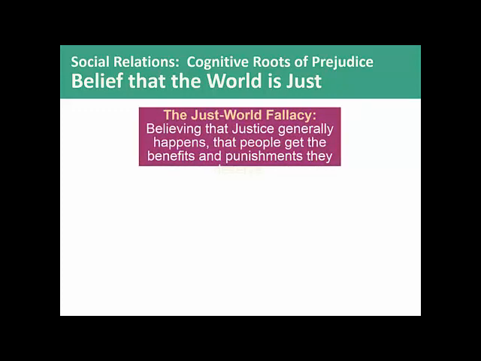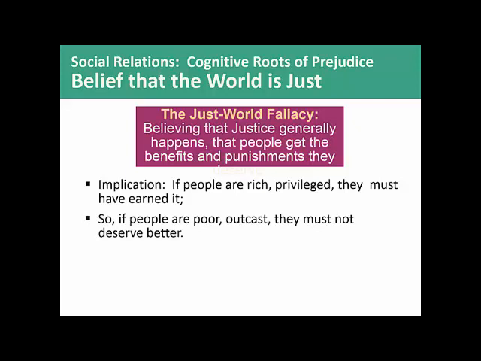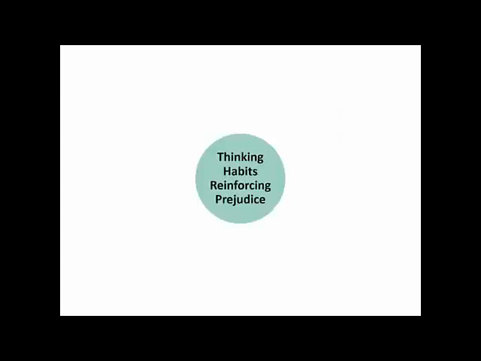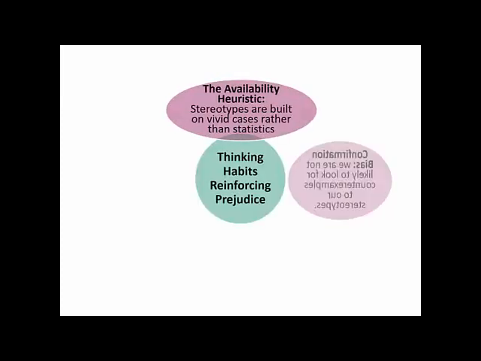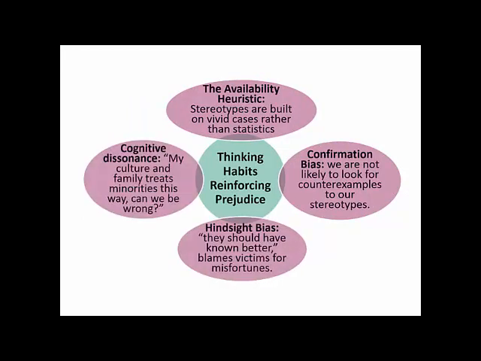Some people also have the belief that the world is just, and the just world belief means believing that justice generally happens and that people get the benefits and punishments that they deserve. So if people are rich or privileged, they must have earned it, and if people are poor outcasts, they must deserve it. And so believing that justice happens leads to blaming the victim. So these are things that can impact the way we view things.